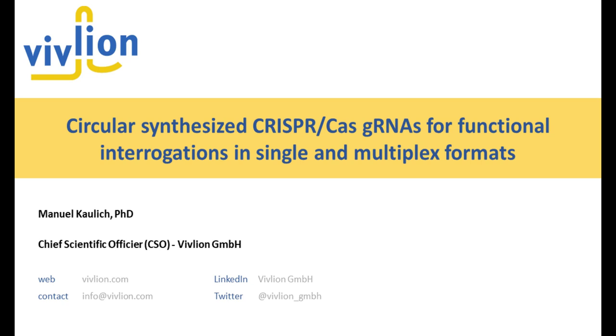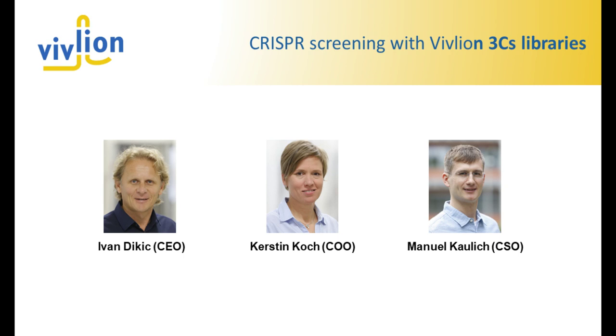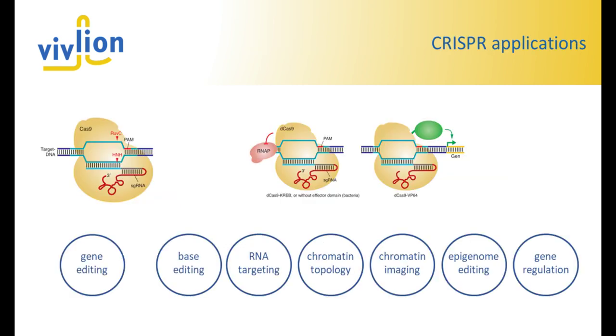So I'd like to take a few first words and just introduce ourselves briefly. We are a very recent spin-off of the Goethe University with Ivan Dikic as our executive, Kerstin Koch as operating officer, and myself as chief scientific officer. Our main mission in Vivlion is to provide single and multiplex low and high diversity CRISPR-Cas or RNAi shRNA libraries, and I will briefly introduce to you today the technology that we are using and also what you can do with these reagents.